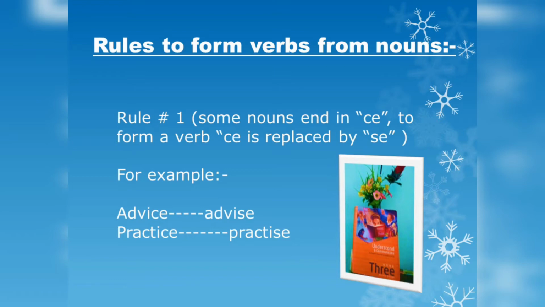Well, let's get started with the rules to form verbs. Rule number 1: we can see that some nouns end in CE. To form a verb, CE is replaced by SE. For example, advice ending in CE, and this is a noun, while the verb is advise ending in SE. In the same way, practice.